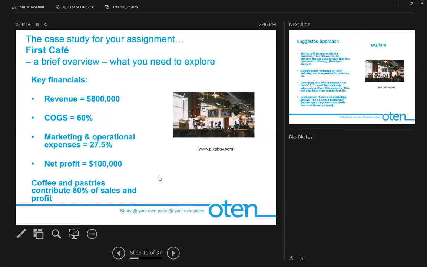From a financial perspective, the case study also suggests some key figures: revenue of $800,000, COGS 60%, marketing and operational expenses 27.5%. So they have a net profit of $100,000. Coffee and pastries products contribute 80% of sales and profits. These are key financial figures that we also need to consider when outlining our profitability later on in assessment 2.